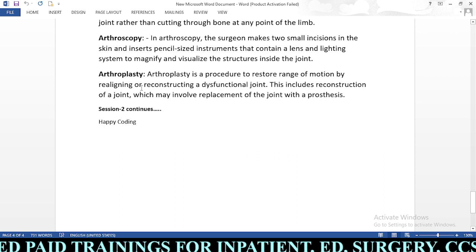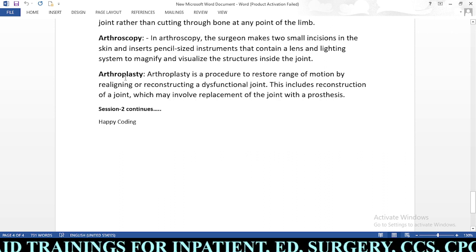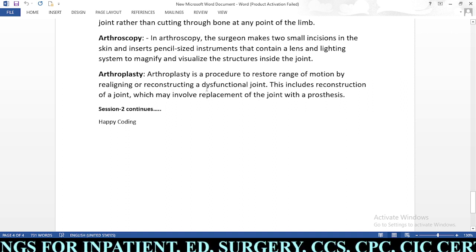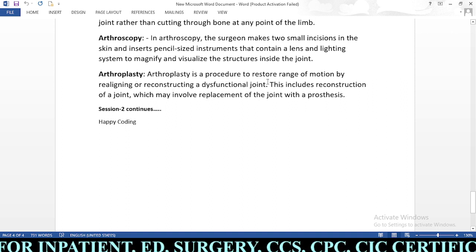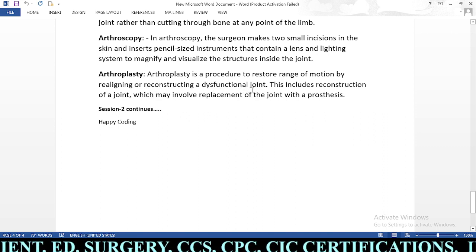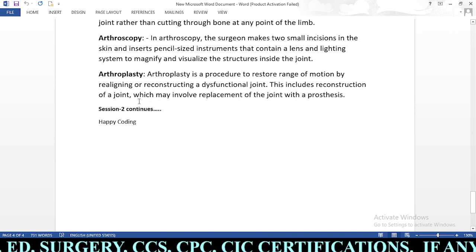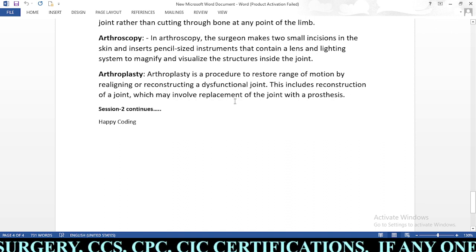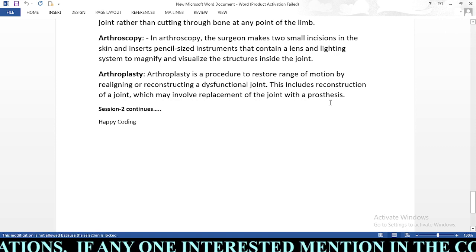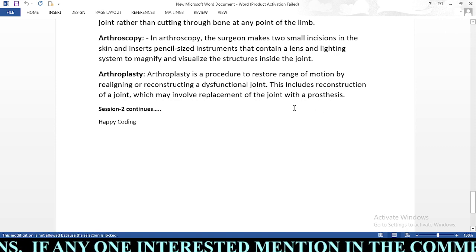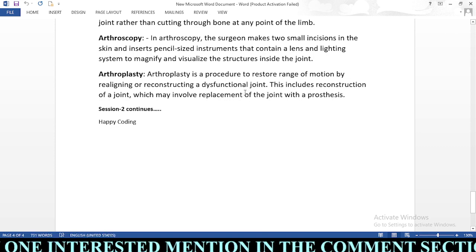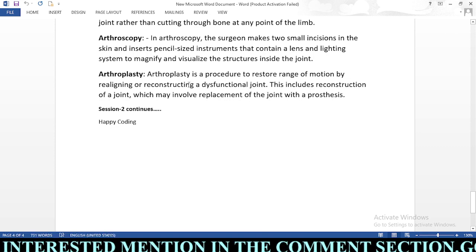So next one is arthroplasty. Arthro means joint, plasty means repair or restore. Arthroplasty is a procedure to restore range of motion by realigning or reconstructing a dysfunctional joint. This includes reconstruction of a joint, which may involve replacement of the joint with a prosthesis. So basically here, the physician will realign or reconstruct a dysfunctional joint using the arthroplasty procedure.